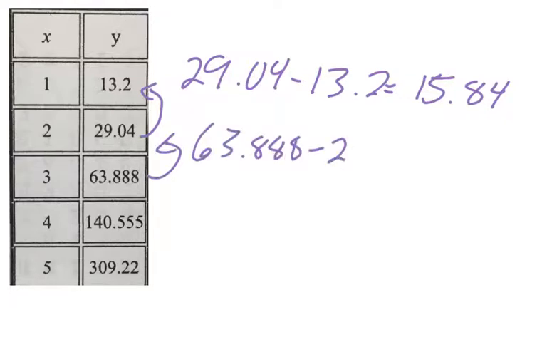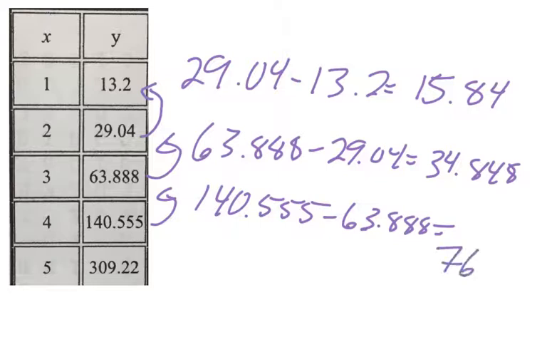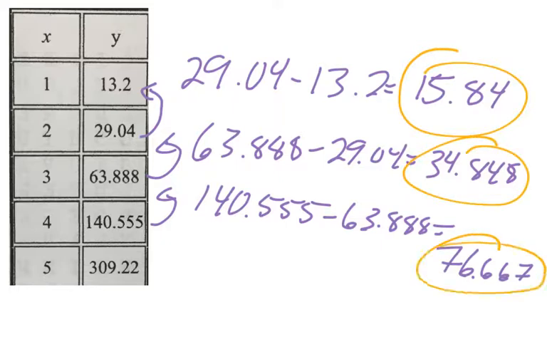63.888 minus 29.04, we get 34.848. 140.555 minus 63.888, we get 76.667. I think again we can see that our common rate or common difference or slope or change or average rate of change is different.